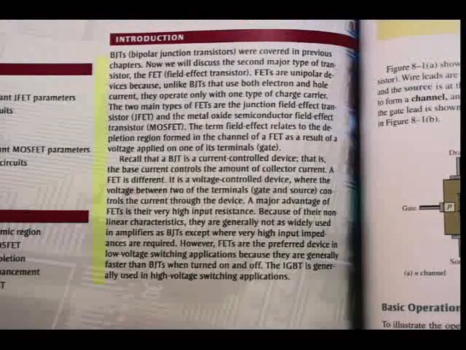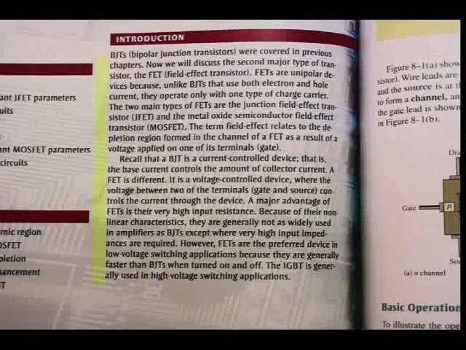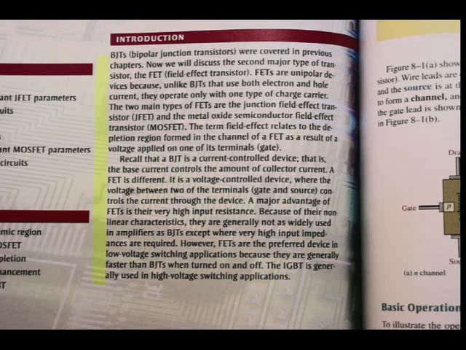Alright, it says there, BJTs, bipolar junction transistors, I hope you still remember them, were covered in the previous chapters. Now we will discuss the second major type of transistor, the field effect transistor. Field effect transistors are unipolar devices because unlike BJTs that use both electron and hole current, they operate only with one type of charge carrier. The two main types of field effect transistors are the junction field effect transistor, the JFET, and the metal oxide semiconductor field effect transistor, the MOSFET.